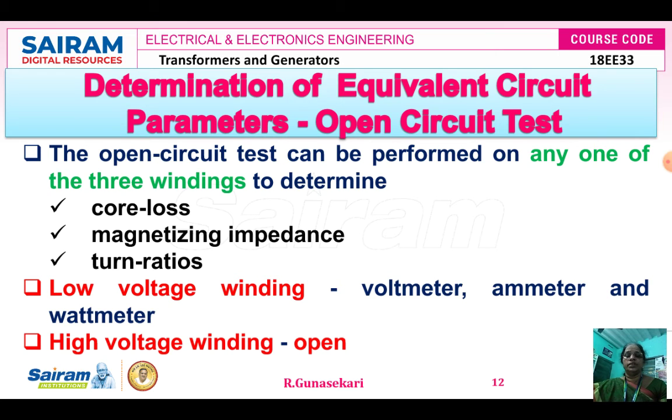There are 2 windings, one is the low voltage winding, another one is the high voltage winding. So you can take any winding, winding 1 or 2, primary winding or secondary winding. The voltmeter, ammeter and wattmeter are all connected at the low voltage winding side. The high voltage winding side should be kept open.